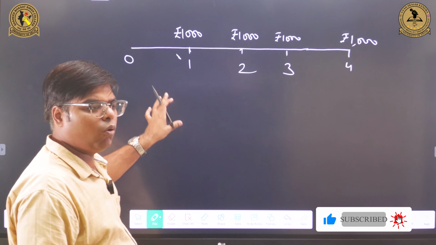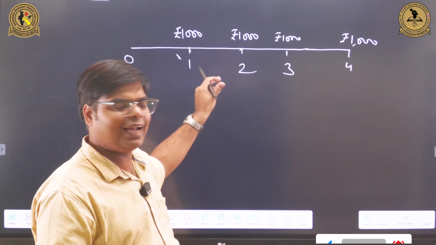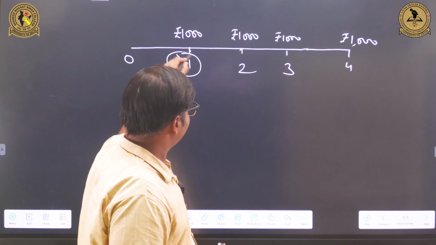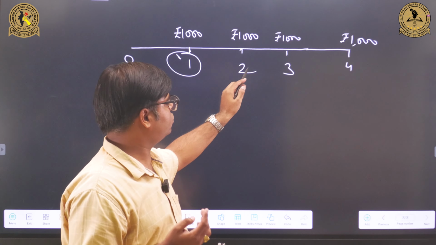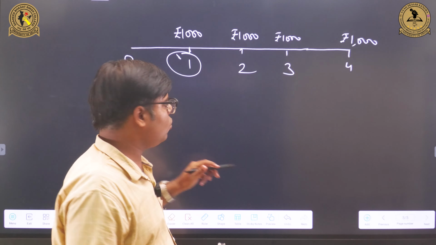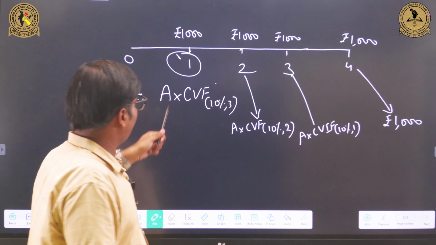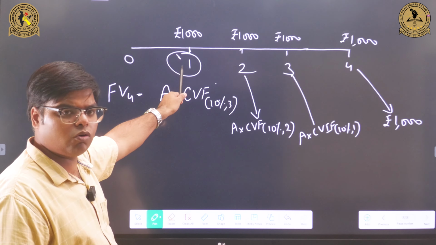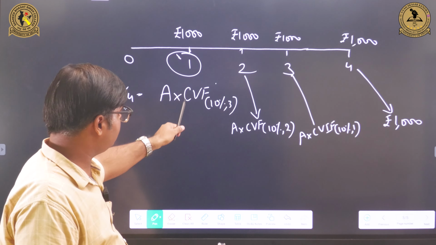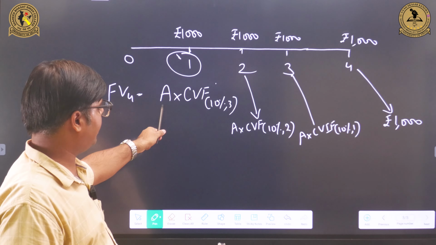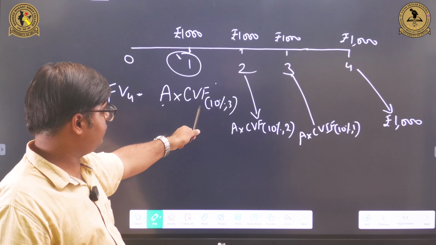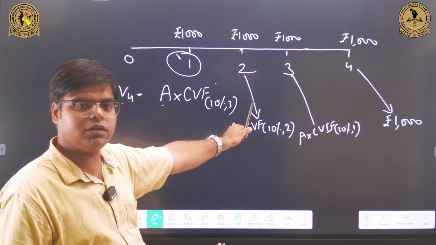Now if Mr. Rahul is investing 1000 rupees at the end of year 1, then this amount will remain invested for the 3 years, that is 2, 3 and 4. So I need to calculate the future value. Now in this case, if I am investing 1000 rupees at the end of the year 1, this amount will remain invested for the remaining 3 years. So it means annuity multiplied by CVF 10%, 3 years.